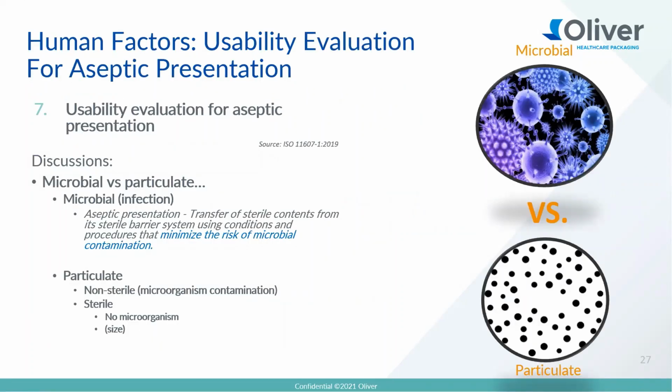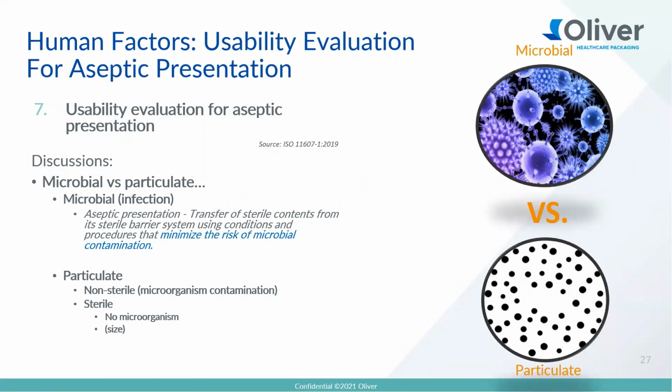So in our discussions about aseptic presentation and particulate, we have to reflect back on what the definition of aseptic presentation really means. And that is really about minimizing the risk of microbial contamination, where microorganisms can cause infection in the body. Particulate could be sterile or non-sterile. Non-sterile particulate means that it's contaminated with microorganisms, so that does affect aseptic presentation. But when we're talking about sterile particulate, there is no microorganism contamination, so it does not affect aseptic presentation.